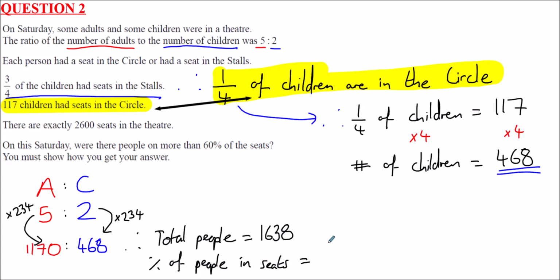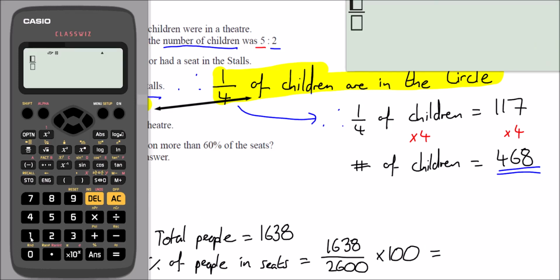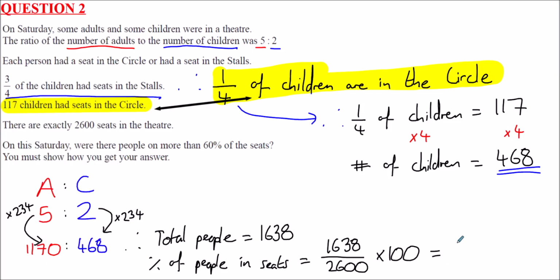Well, there's 1,638 people divided by the total number of 2,600 seats. That's as a fraction. To go from a fraction to a percentage, you then multiply by 100. So we work out this fraction times 100 and then compare that to the 60%. So 1638 over 2,600, all of that multiplied by 100, gives us a total of 63%, which is more than the 60% of seats.